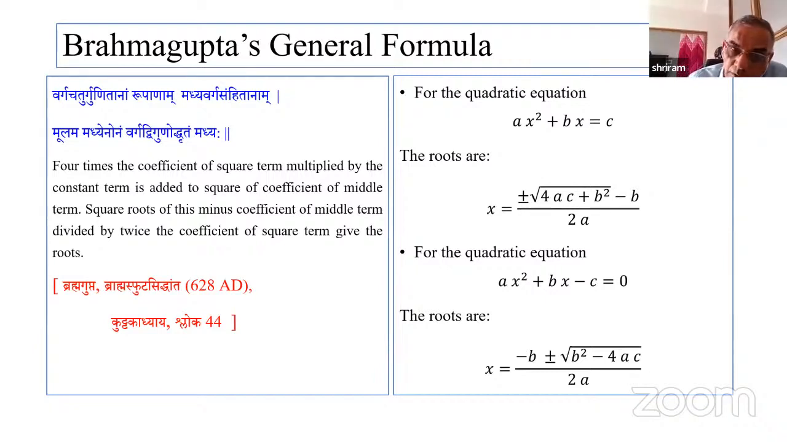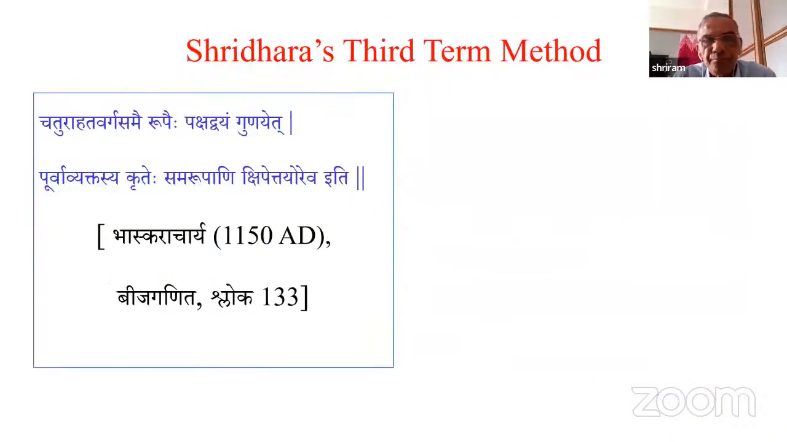Then the modified form we are using in our syllabus, without naming or giving the credit to Brahmagupta. Then comes another mathematician named Sridhara. He has given what we today call the third term method.